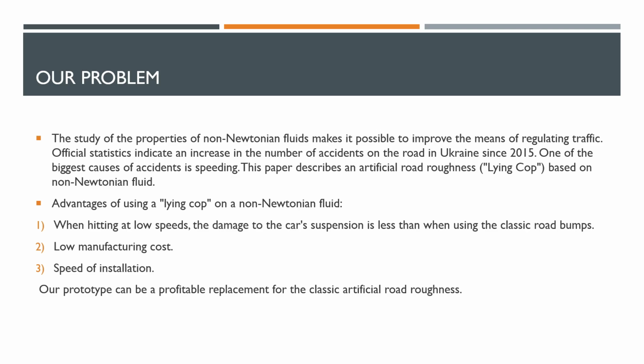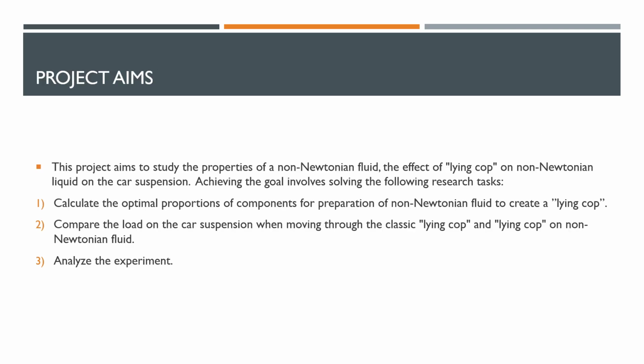One of the biggest causes of accidents is speeding. This paper describes an artificial road roughness line cop based on non-Newtonian fluid. The advantages of using a line cop based on non-Newtonian fluid are: first, when hitting at low speeds, the damage to the car suspension is less than when using the classic road bumps. Second is low manufacturing costs, and third is speed of installation. Our prototype can be a profitable replacement for the classic artificial road roughness.